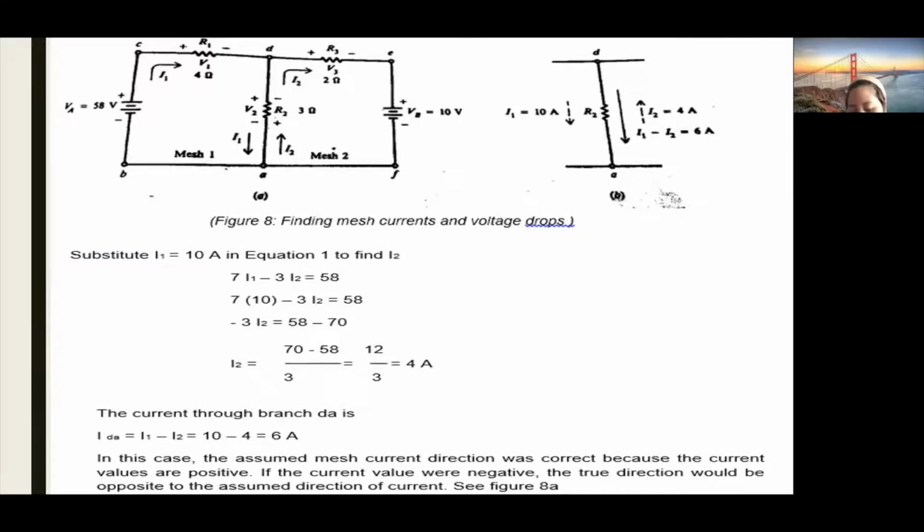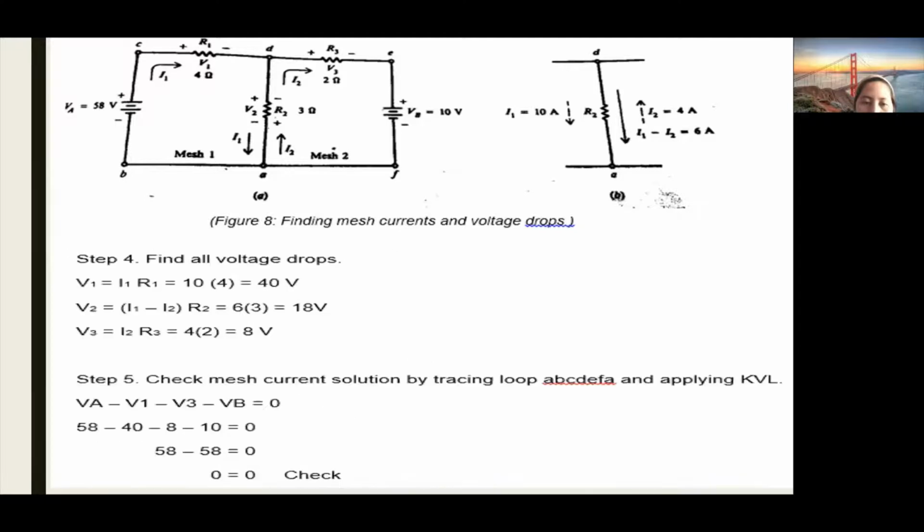So that's it. So step 4, for us to be able to get now the voltage drops. So V1, here's V1. It's I1 times R1. So 10 times 4, it's 40 volts. For V2, it's I1 times R2. But since there are 2 currents passing here, it will be I1 minus I2. So it's 6, times 3 is 18 volts.